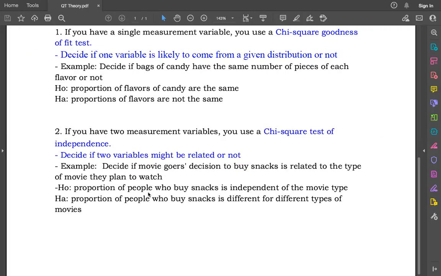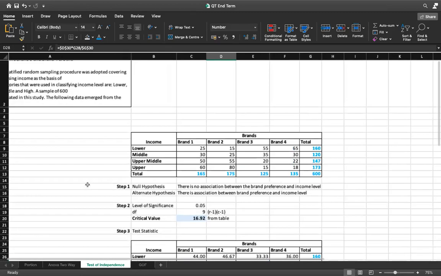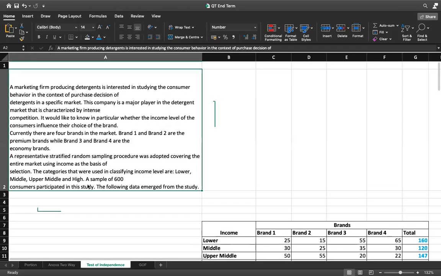Okay, so now I will share my Excel sheet. The first one I'll be solving is your test of independence. So this was basically the movie and snacks example.